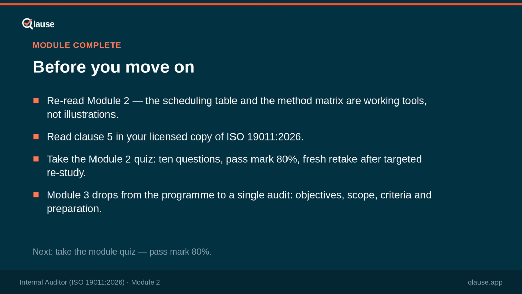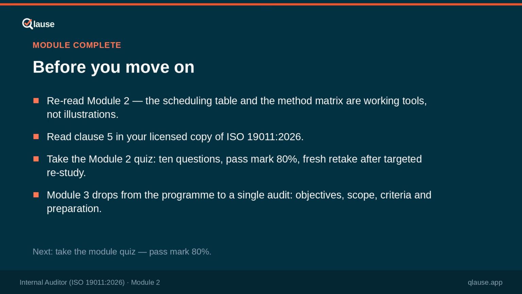That is Module 2. Before you move on, reread Module 2 in the study guide, in particular the scheduling table and the method matrix, both of which are working tools rather than illustrations. Read Clause 5 in your licensed copy of the standard. Then take the Module 2 quiz. 10 questions. Pass mark 80% with a fresh attempt after targeted restudy if you fall short.